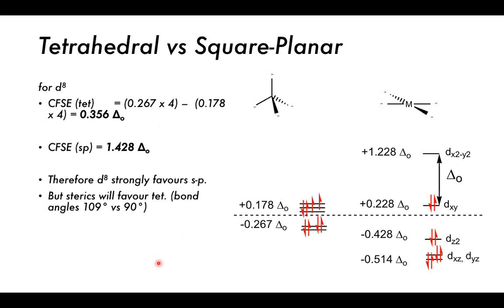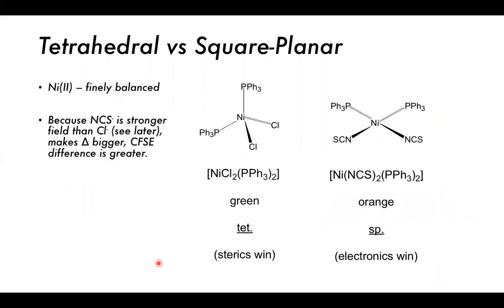d8 then, tetrahedral versus square planar. This is kind of just another version of what we talked about a moment ago. So generally d8 strongly prefers square planar, but of course we must compare that to the pairing energy. Nickel is finely balanced, depends on the ligands really, depends on whether sterics win.